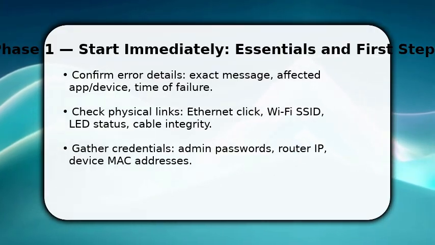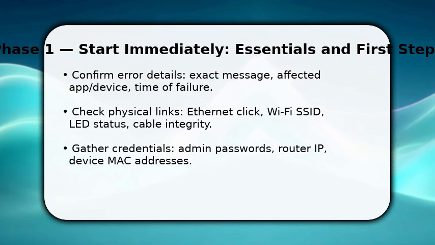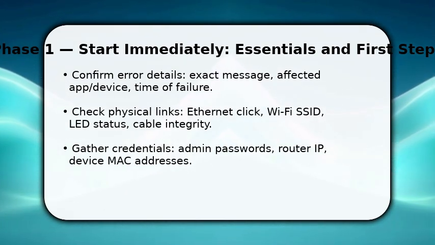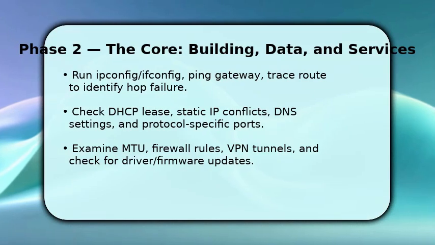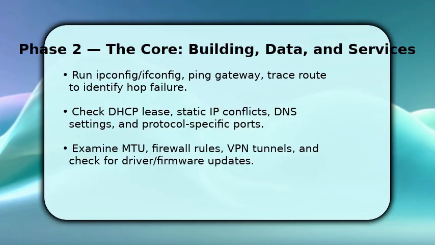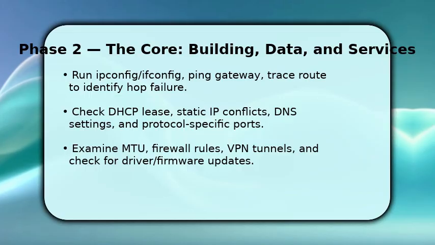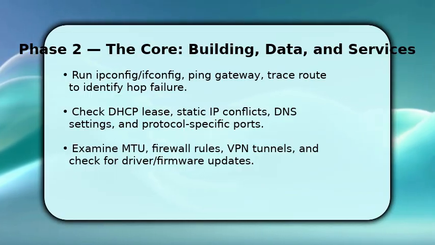You do this because knowing where the failure appears, local device, DHCP, or upstream, lets you choose the correct next diagnostic path. Now perform targeted diagnostics to isolate the protocol failure. Run ipconfig or ifconfig, then ping the gateway and traceroute to the destination to see which hop drops packets. Next, inspect DHCP leases and static IP conflicts.